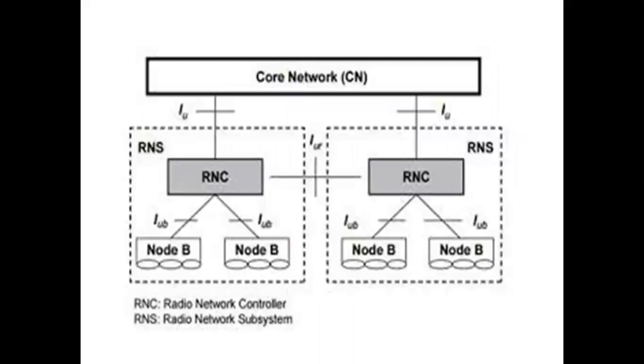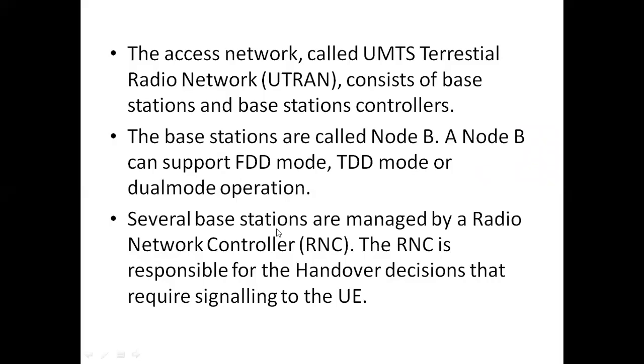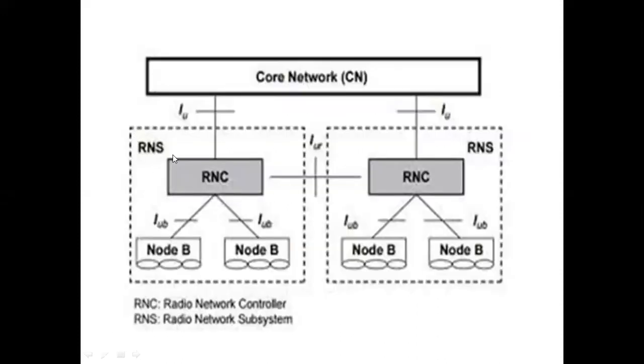Here we have the figure. Here we have the RNC and this is the RNS. RNS is the radio network system, or UTRAN. UTRAN consists of base stations and base station controllers. UTRAN means RNS, we can also call it RNS, that is radio network system. So the radio network system consists of base stations, that is Node Bs, and the radio network controller. That is the point here.